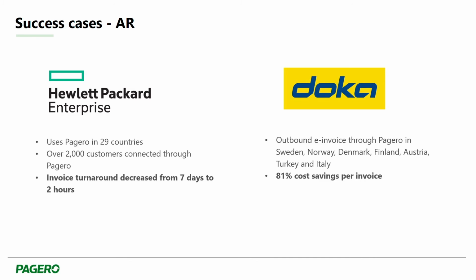They work with us in Sweden, Norway, Denmark, Finland, Austria, Turkey, as well as Italy, due to the upcoming requirement now in Italy for 2019. And they calculated on this, and they save 81% per invoice in money and in time, which is quite a significant number. And especially Duka, they send quite a lot of invoices, so the savings are obviously quite big, which is great.